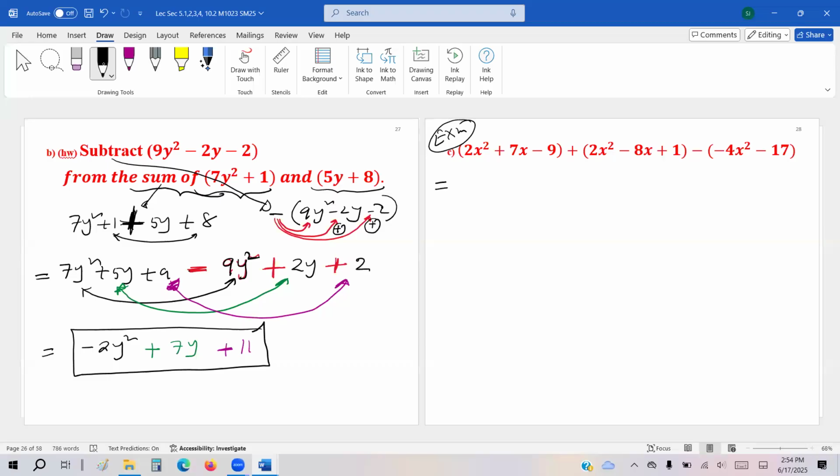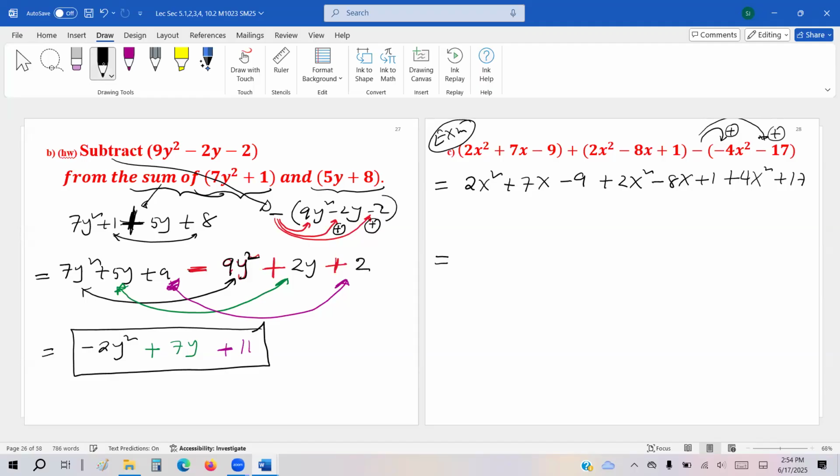Oh. 2x squared plus 7x minus 9 plus 2x squared minus 8x plus 1 plus 4x cubed plus 17. So distribute the negative from the outside. So every sign you see inside, whatever you're subtracting, will change.